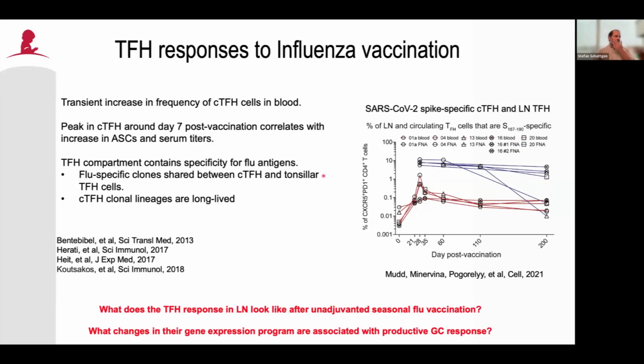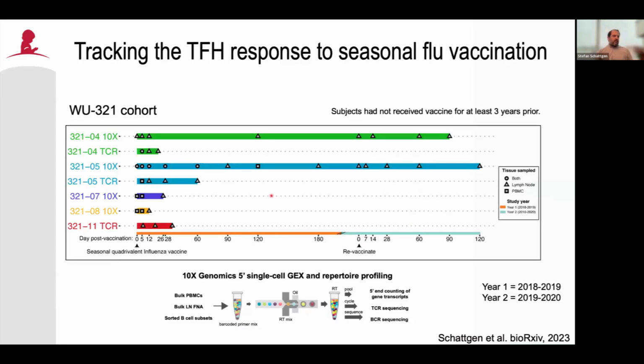So this led us to ask, what does the TFH response in the lymph node look like after an unadjuvanted seasonal flu vaccination compared to an mRNA vaccination here? And what changes in their gene expression program are associated with productive germinal center responses? So I'll describe the data set that we're going to be working with and showing you today.